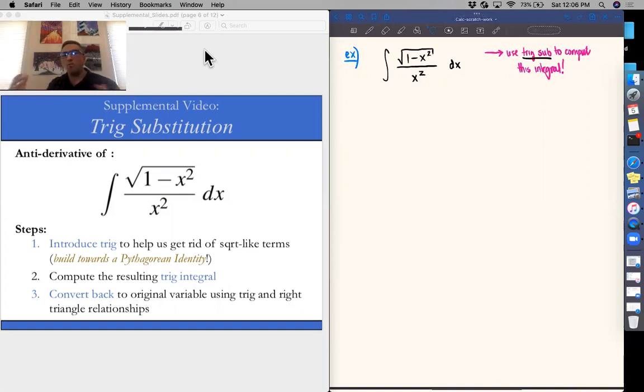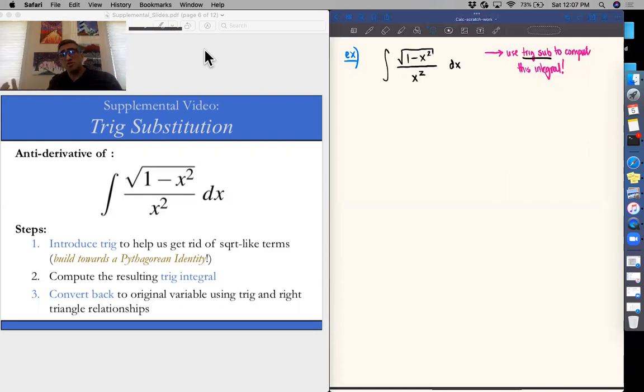If we try to think about what u substitution might work, or whether this is an integration by parts, it's not really clear that either of those will be very fruitful. So we're thinking, let's use trig sub to help us get rid of that square root. Once we've convinced ourselves this is a trig sub problem, there's three steps to it. The first thing: introduce trig through the appropriate substitution to help us get rid of that square root term.